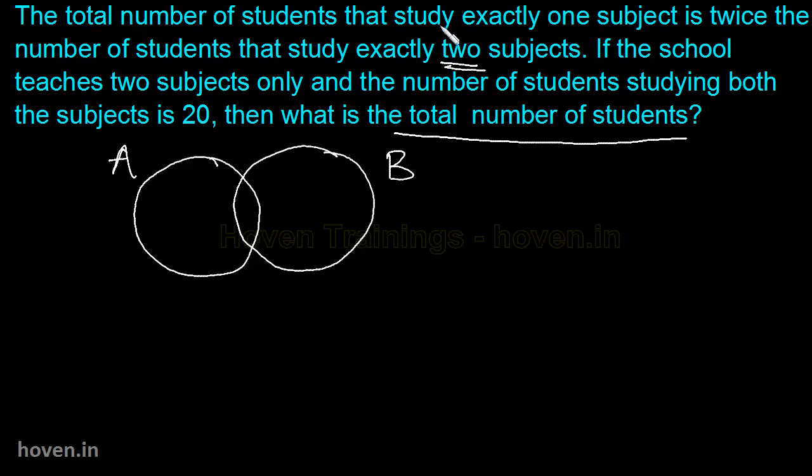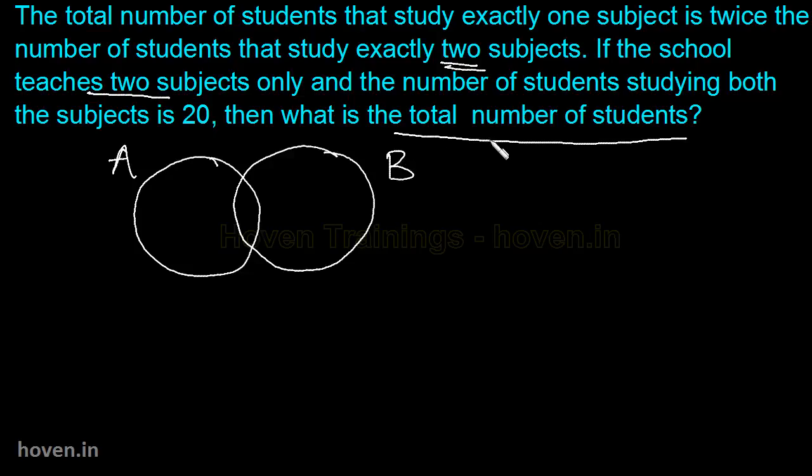The next thing he says is that the school teaches two subjects only. This is important. The school is teaching two subjects only. So this means that students are contained either inside these two circles or outside, and if they are outside, then they are not studying anything at all. So either they are studying A or B. The question of studying C is not there. Now the question of studying nothing at all is also not there, because it is a school and students are studying either A or B.